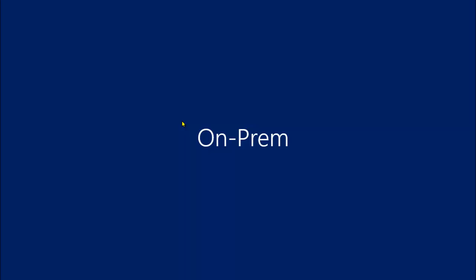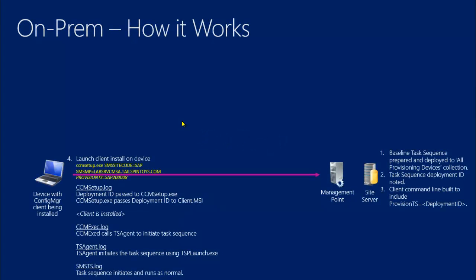Okay, so the first scenario I'm going to show you is using task sequence bootstrapping on-prem. I want to show you how that works. So I kind of try to lay it out here. The first thing is we're going to have a baseline task sequence prepared and deployed to the all provisioning collection. I've shown you that I have that. The task sequence deployment ID is going to be noted and used with that command line whenever I call out to that task sequence. I haven't shown you that yet, but the command line switch specifically is going to be provision TS equals and the deployment ID that you lifted out of the Configuration Manager console.